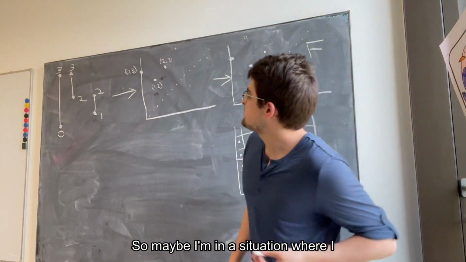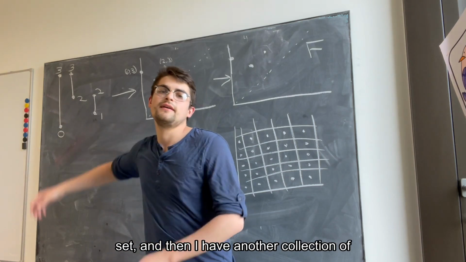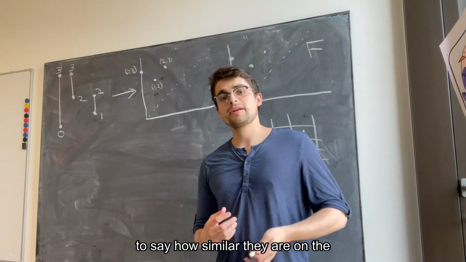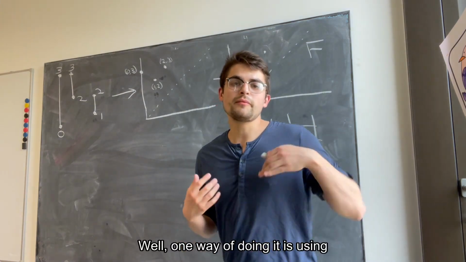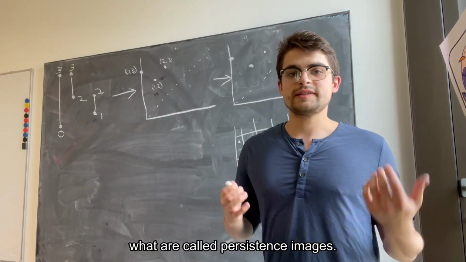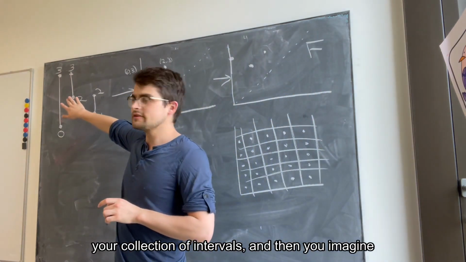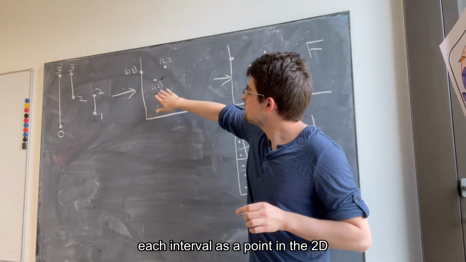So maybe I'm in a situation where I have a collection of intervals representing one data set, and then I have another collection of intervals representing another data set, and I want to say how similar they are on a computer. How might I do that? Well, one way of doing it is using what are called persistence images. So what you do is you start with your collection of intervals, and then you imagine each interval as a point in the 2D plane.